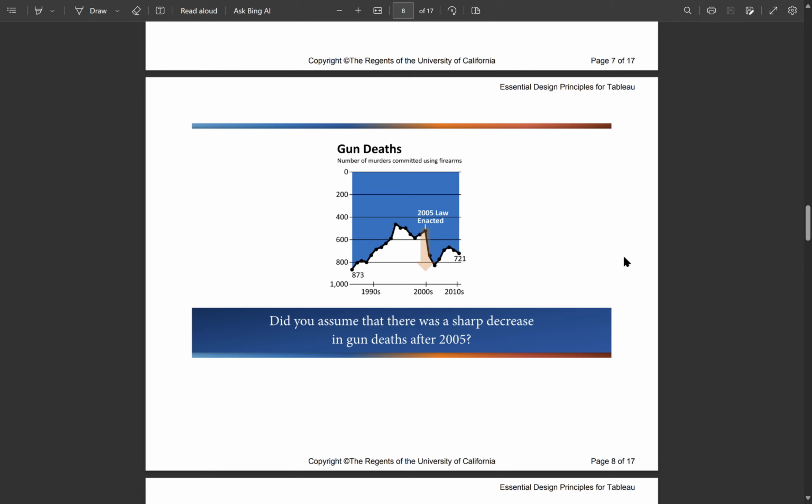This chart shows gun deaths related to a 2005 law that was enacted, where gun owners were allowed to carry or shoot someone if the gun owner felt that deadly force was needed. And from what you see, because this law was enacted, the number of gun deaths sharply decreased since 2005, and then it increased. Is that the correct conclusion we can draw from this graph? That's the question we have.